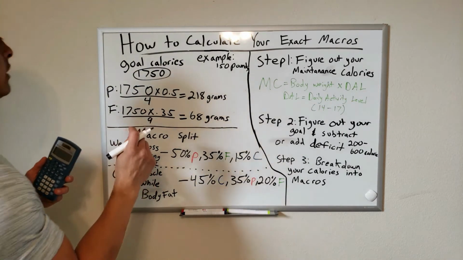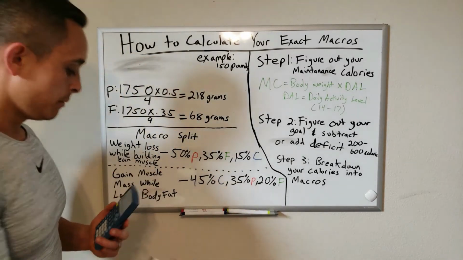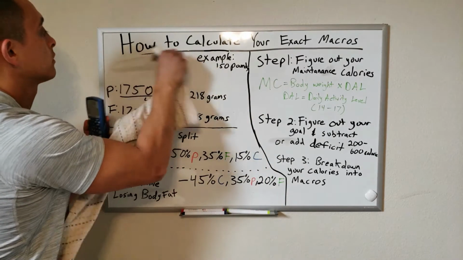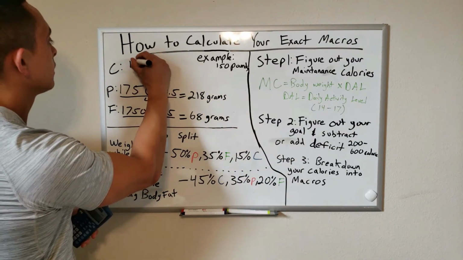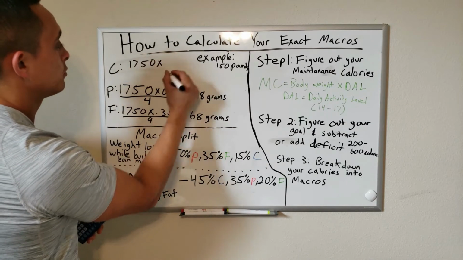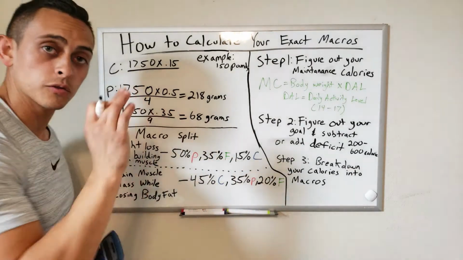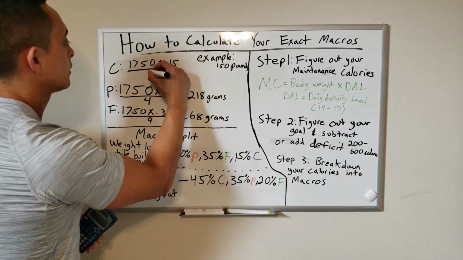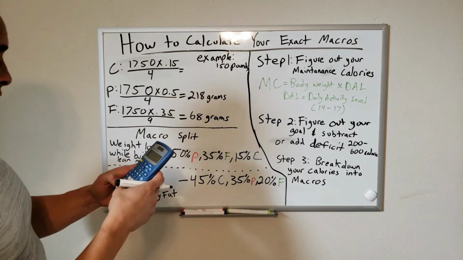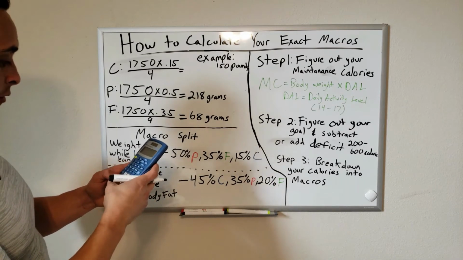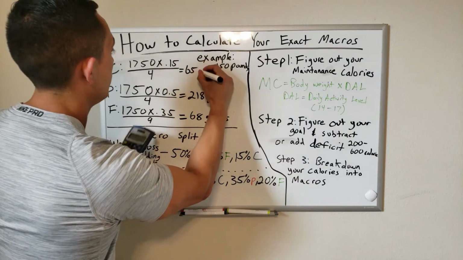And then, last thing here, I'm going to delete this so I can do the carbs. Okay? All right, so now you've got carbs. So we're going to do 1,750 times 0.15 divided by 4, because there are 4 calories per gram of carb. Okay, so that's the last thing we've got to do. 1,750 times 0.15 divided by 4. 65 grams.